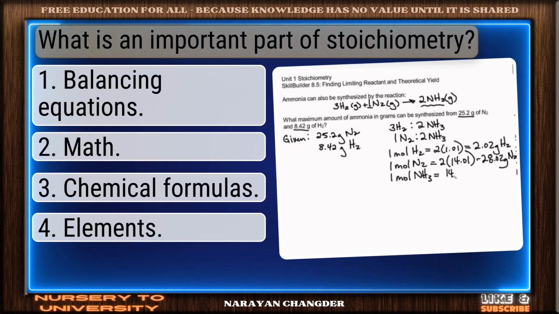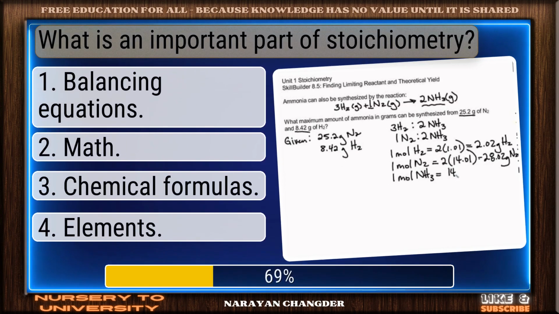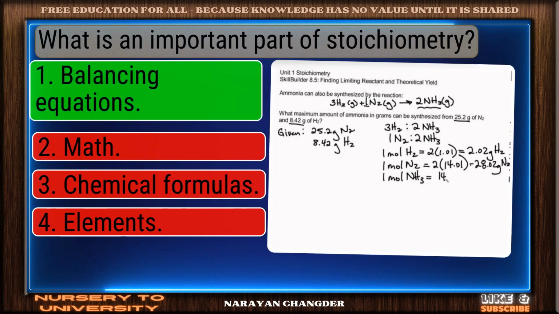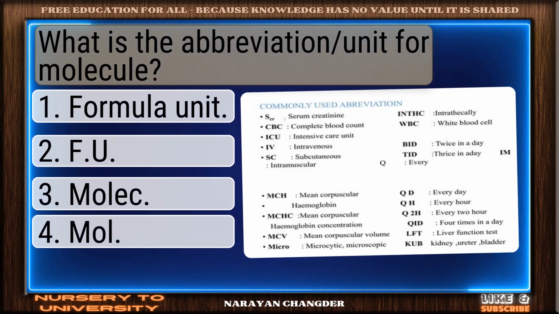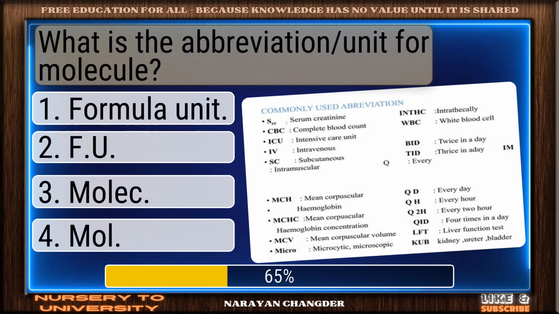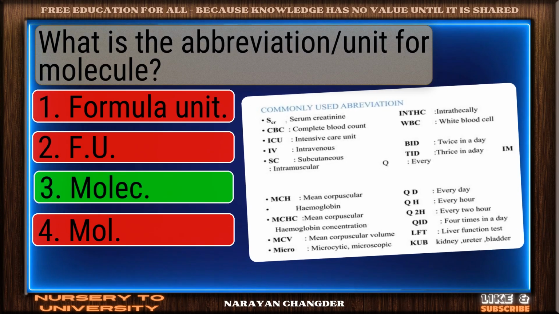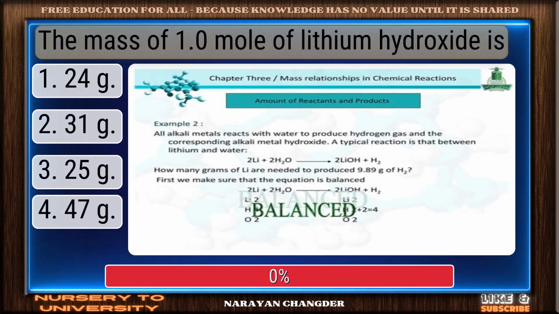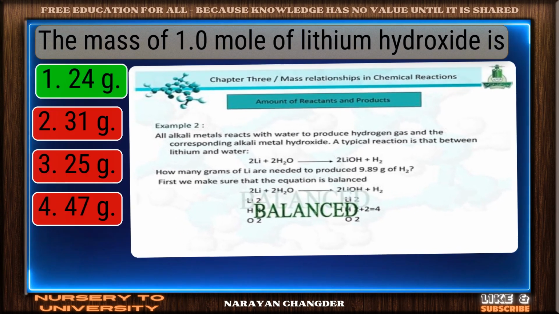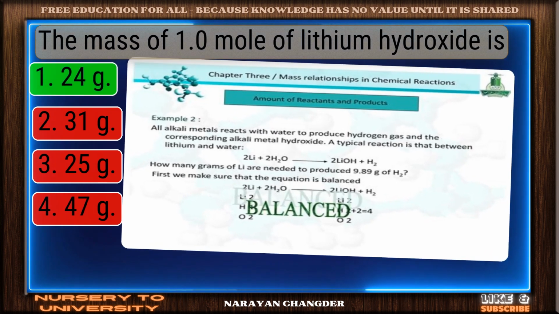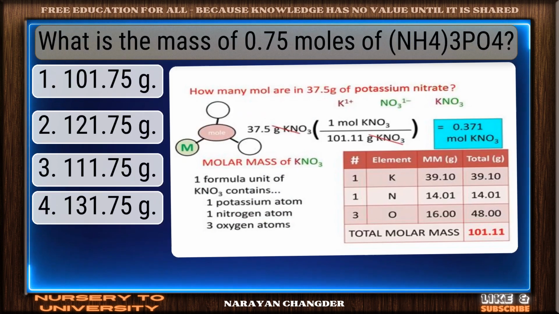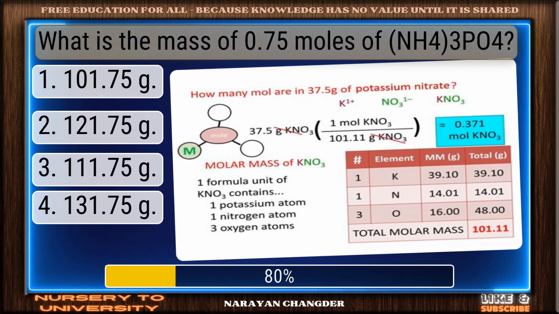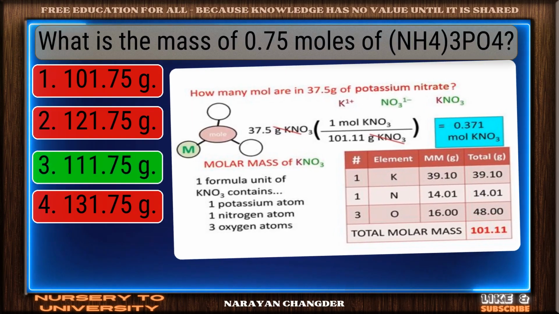What is an important part of stoichiometry? Good job. Your answer, balancing equations, works well here. What is the abbreviation unit for mole? You chose mol, and it is correct. The mass of 1.0 mole of lithium hydroxide is. Correct response. 24 g is the most accurate answer. What is the mass of 0.75 moles of a compound? 111.75 g is the correct choice.